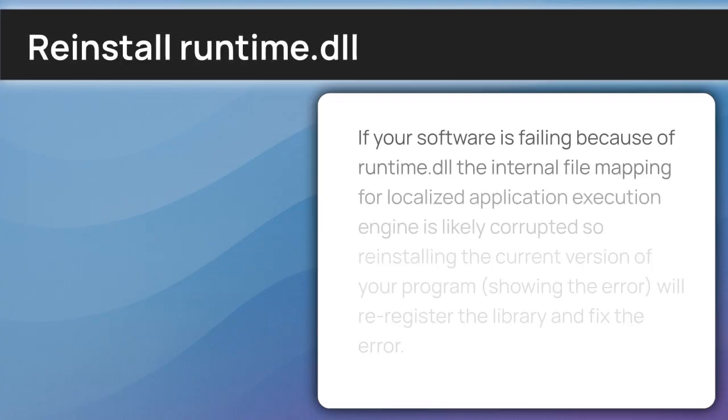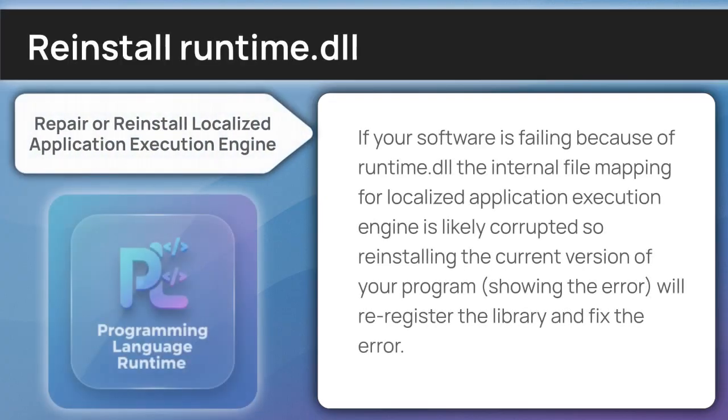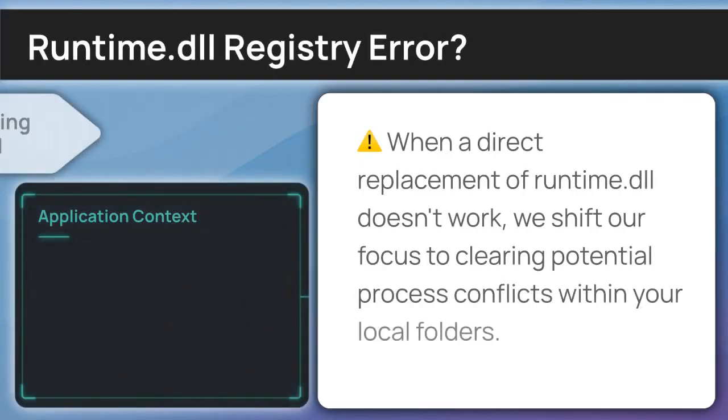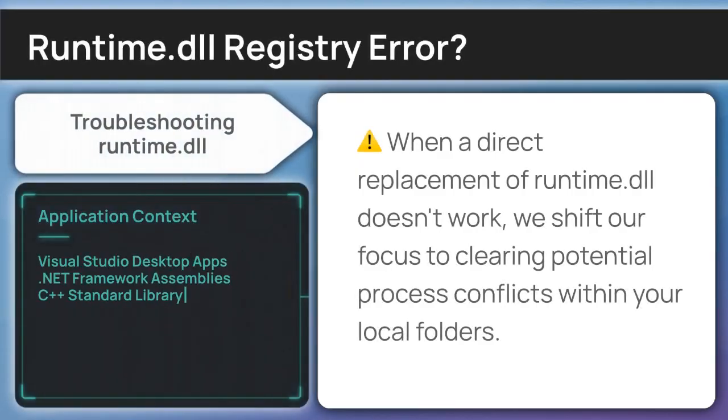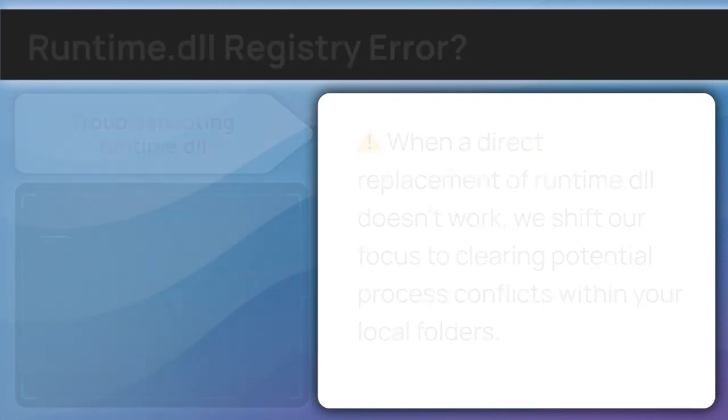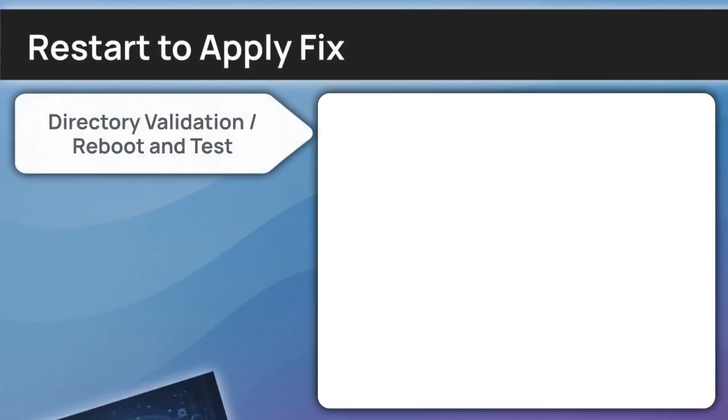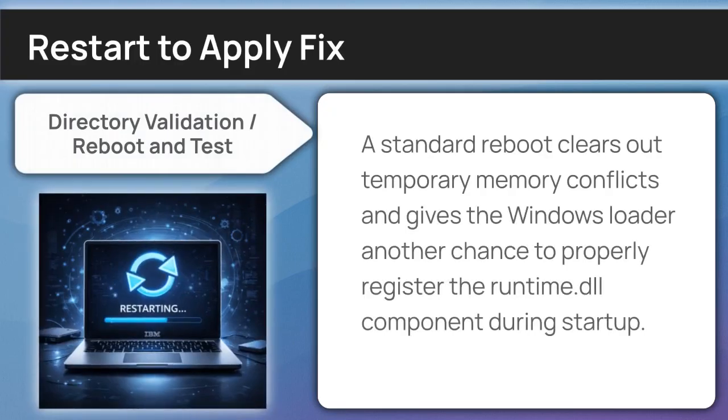If your software is failing because of Runtime module DLL, the internal file mapping for the localized application execution engine is likely corrupted, so reinstalling the current version of your program, the one showing the error, will re-register the library and fix the error. If that initial setup didn't clear the pop-up, let's examine the specific initialization sequence assigned to your application's directory. If your system has been running for an extended period, a reboot might be necessary to resync your background processes and clear any temporary locks on the runtime module file.